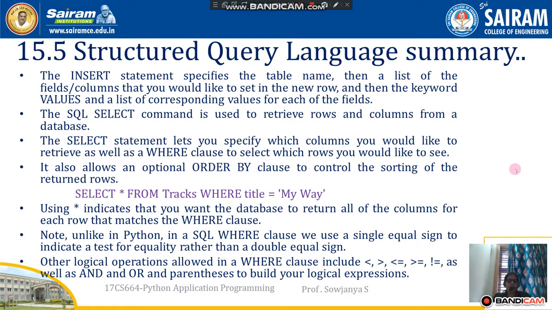The select command lets you specify which columns you would like to retrieve as well as from where. That is SELECT * FROM tracks, select all from tracks. SELECT * FROM tracks WHERE title = 'My Way' selects all the rows in the tracks table where the title equals My Way. Using the star means we want the database to return all of the columns for each row that matches the where clause.